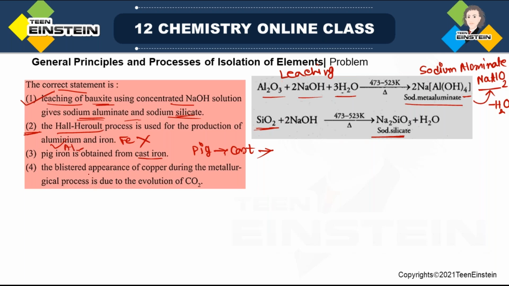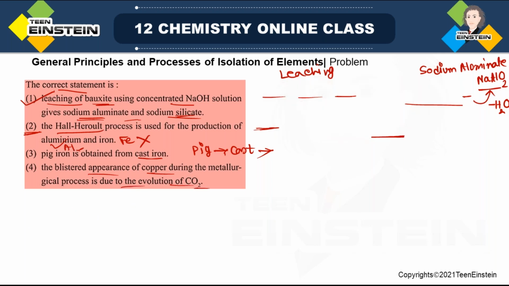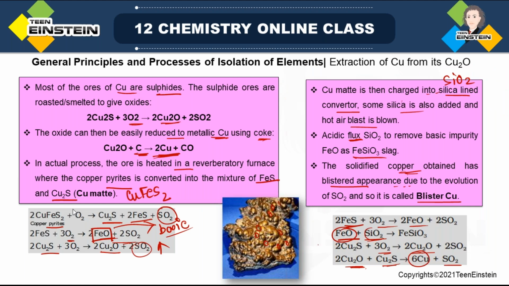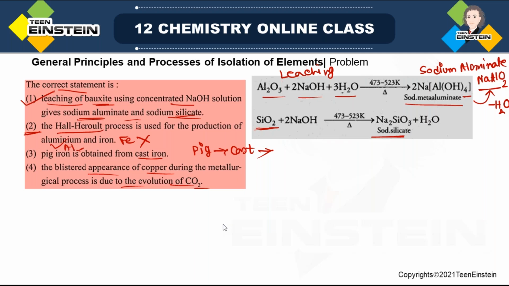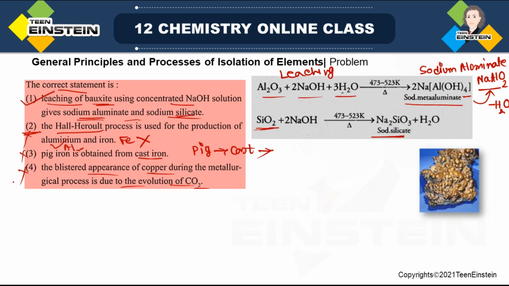And the last statement: the blistered appearance of copper during the metallurgical process is because of the evolution of CO2. But it is not because of evolution of CO2, because here CO2 is never generated, right? Here this blistered appearance is because of evolution of SO2. So this statement is incorrect. So the correct option will be option 1. All these others are not correct. This is the blistered copper picture.